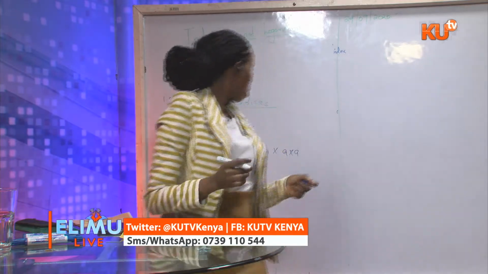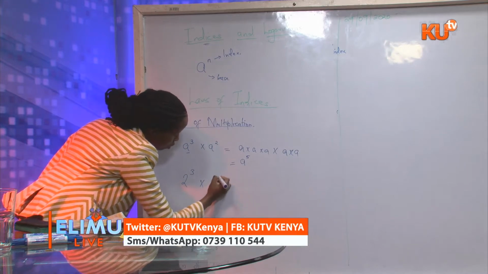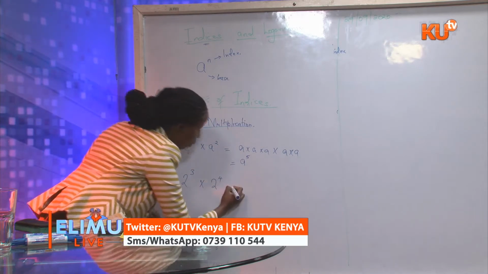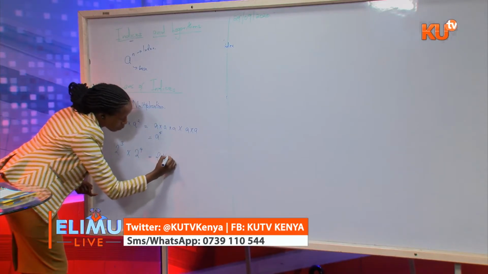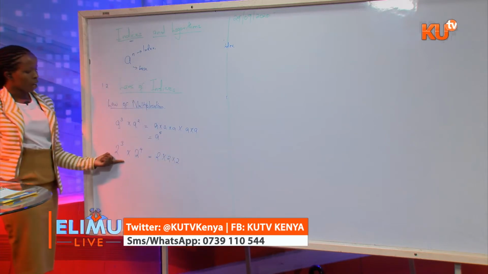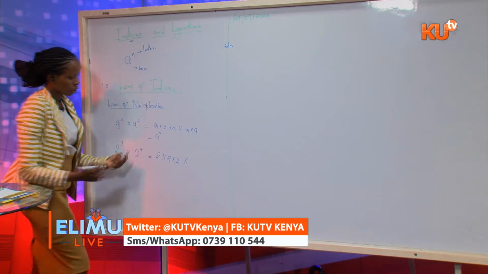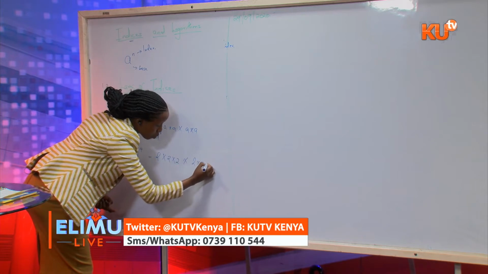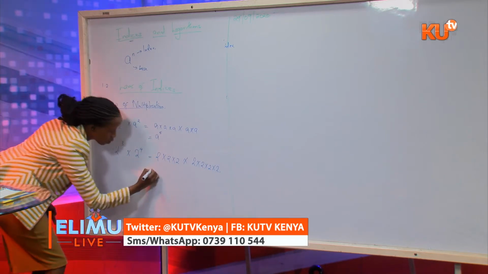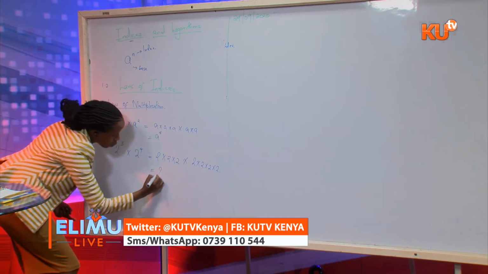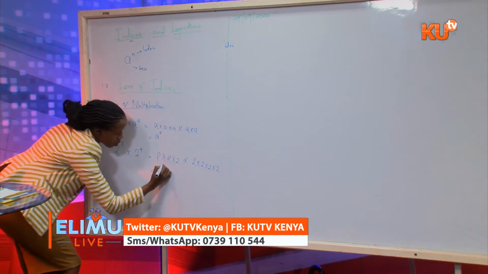If I have 2 raised to 3 multiplied by 2 raised to 4, it means that I will be having 2, how many times? 3 times. And the other part multiplied by 2, how many times? 4 times. So it is 2 multiplied by 2 multiplied by 2 multiplied by 2. And this narrows down to what? 2, how many times? 1, 2, 3, 4, 5, 6, 7. 2 raised to 7.